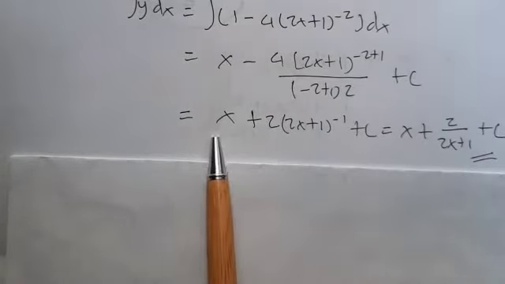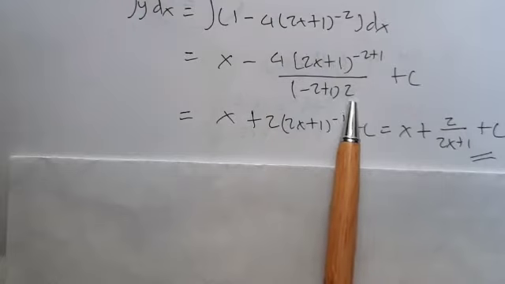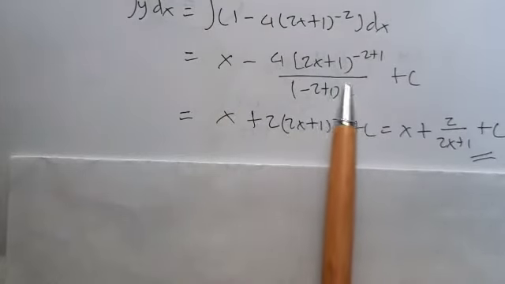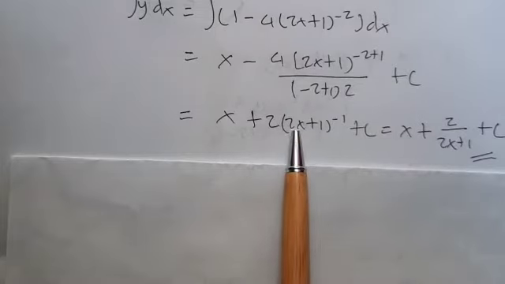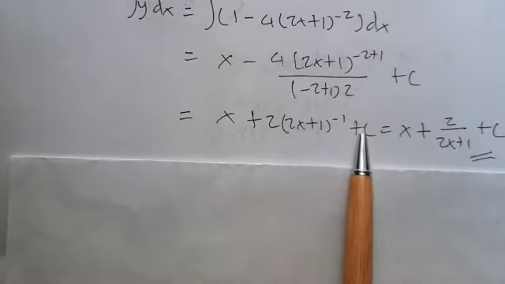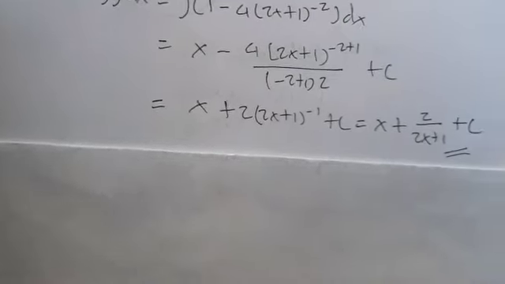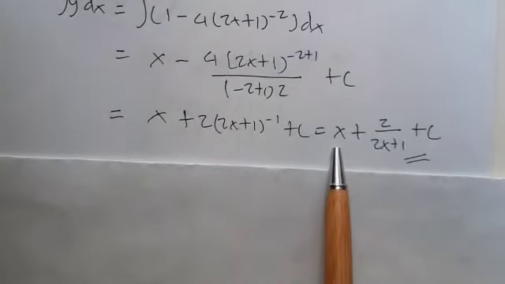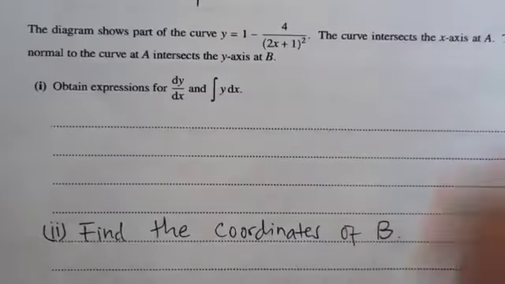That is x minus 4 times (2x+1)^(-1) over (-1)(2), thus minus 4 per minus 2 is plus 2, that is why 2 here, times 1 per (2x+1), plus c. So it equals x plus 2 per (2x+1) plus c.